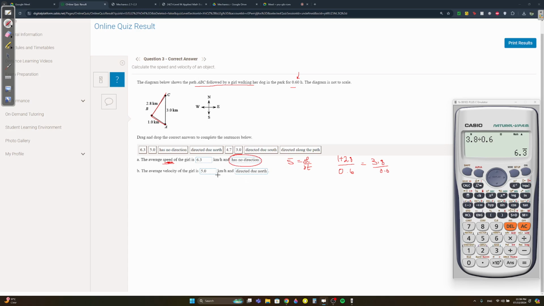Average velocity is delta r over delta t. What's the displacement? It's 3 over the time 0.6, and you're gonna get 5. And what's the direction? It's going upward. They gave you that upward is north, so it's directed due north. Yes, this question is a bit easy.